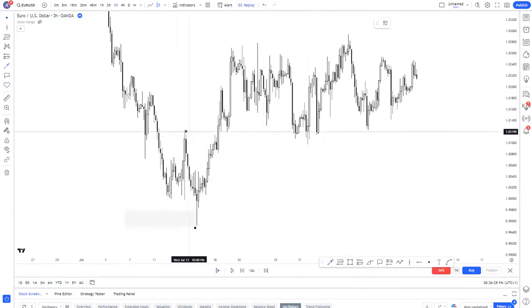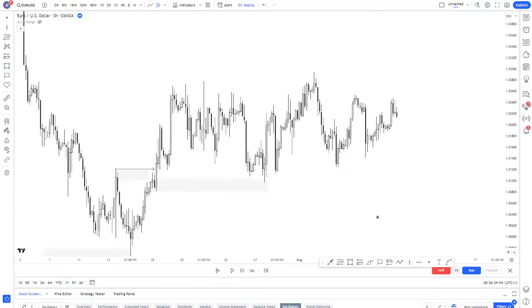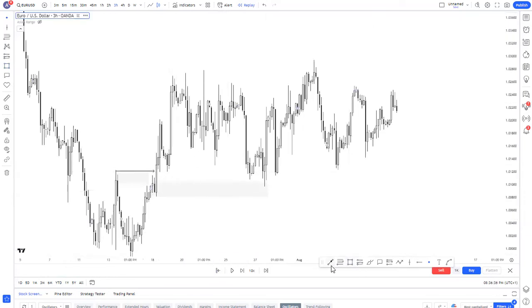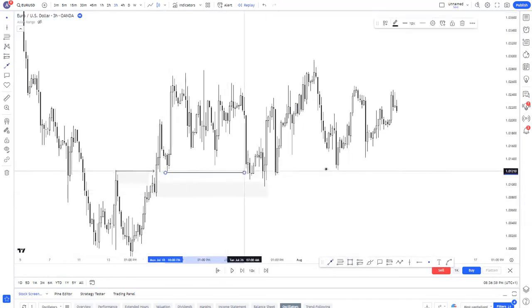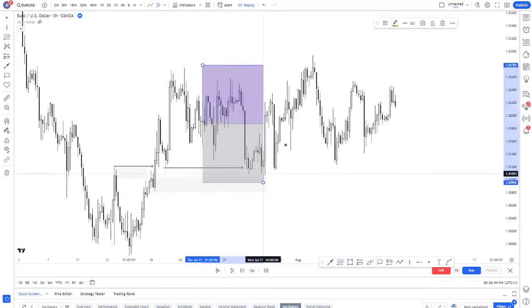So we broke structure to the upside. What happened when we broke structure? Supply failed, and demand got in control. You can see how price came and took out the internal range. We took out an internal range here. So immediately this high is confirmed. This was the last high that took out the internal range, so we started working with this high and this low.